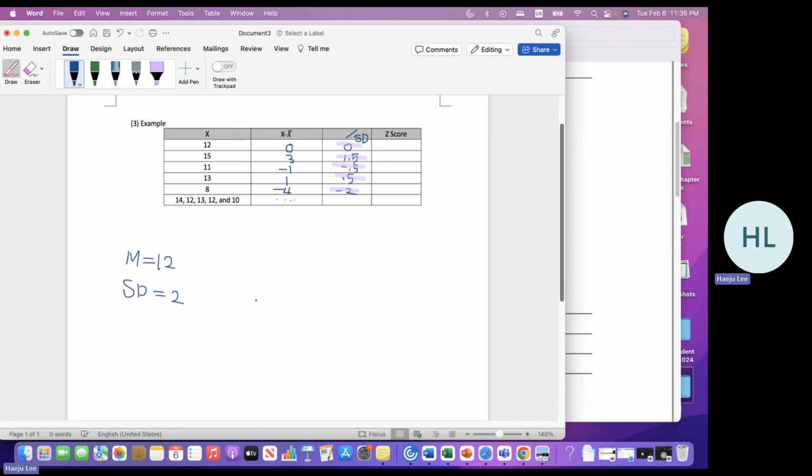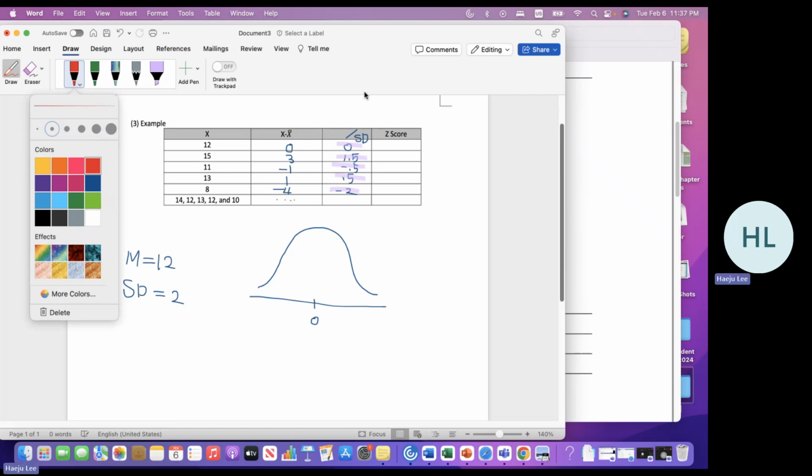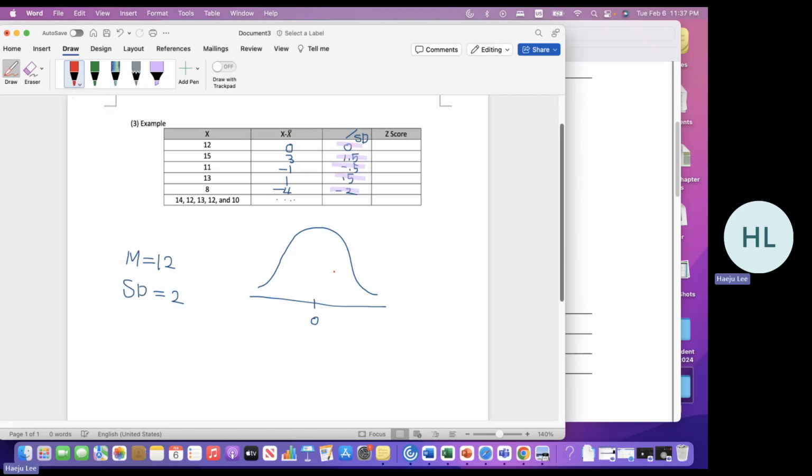So if we draw the G distribution, this is the mean, and this number should be the mean, which is 0, and this number here, and plus 0.5 in here, and 0.5 is here, and minus 2 is here in the G distribution.